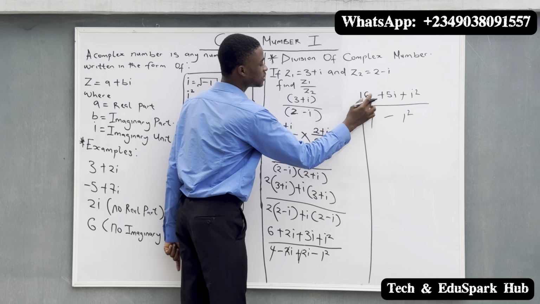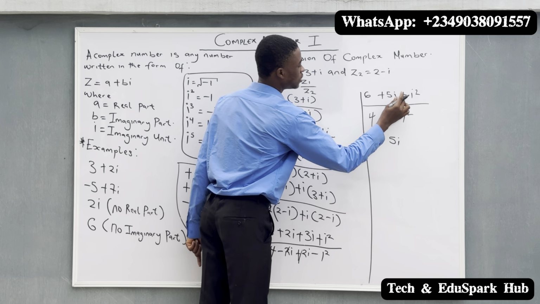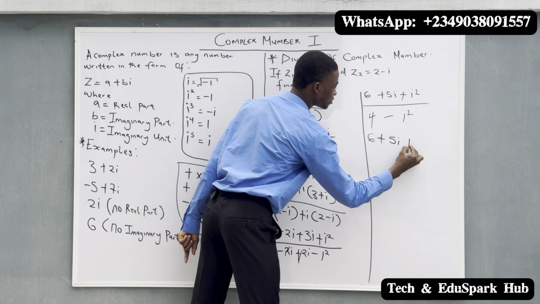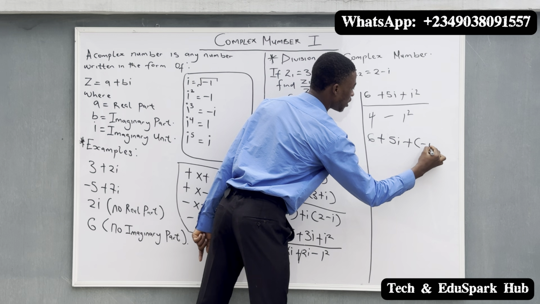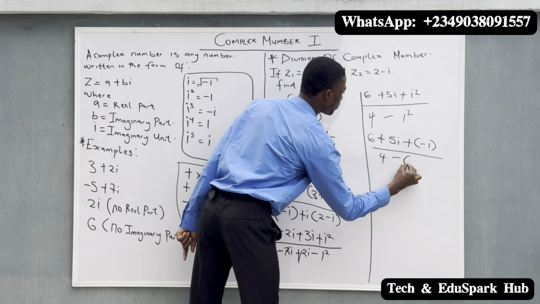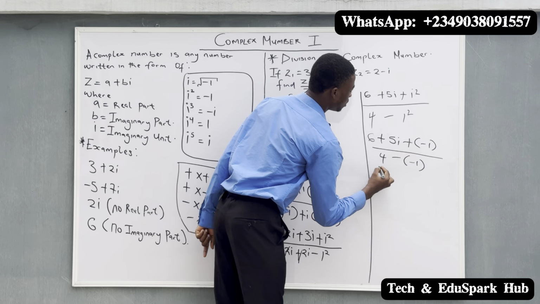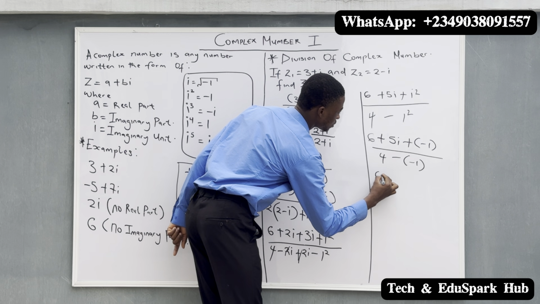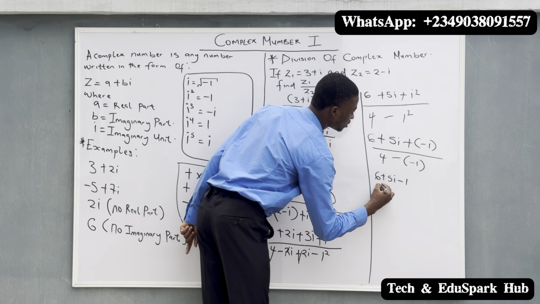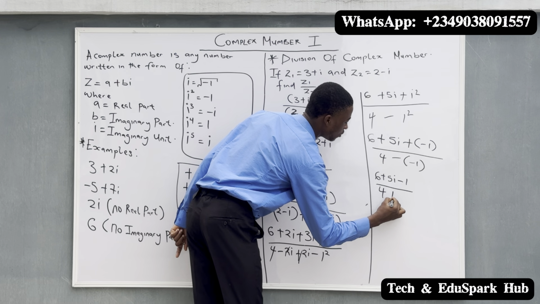So in this case, we can just say 6 plus 5i. So plus i square will give us what? Remember we said i square is equal to minus 1. So we have plus, open bracket, minus 1, and also divided by 4 minus, open bracket. Remember we said i square is equal to what? Minus 1. So we have minus 1. So in this case, we have 6 plus 5i. So plus times minus will give us what? We have minus 1 divided by 4. So minus times minus will give us what? Plus. So we have 4 plus 1.